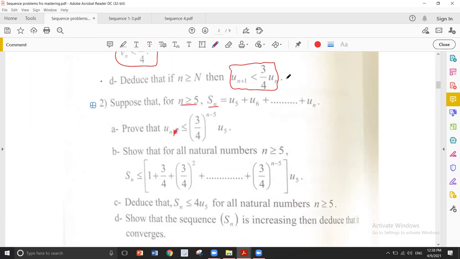Okay, part B. Show that Sn ≤ 1 + 3/4 + (3/4)^2 + ... + (3/4)^(n-5) u5. What is Sn? u5 plus u6 plus ... un. How to prove that Sn is less than this sum?